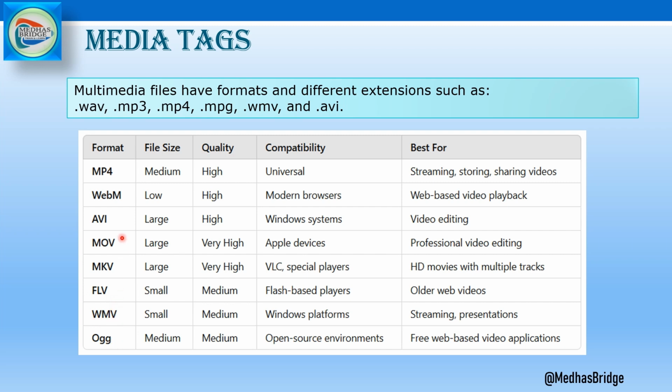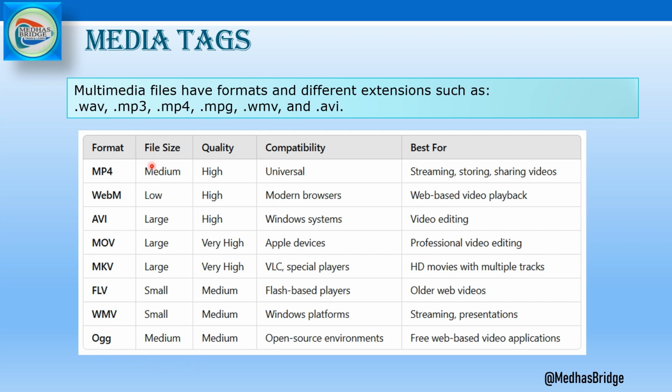Some are universal for any browser, some have limitations. For example, mov is for Apple devices, mkv is for VLC and special players only, flv is for Flash based players, wmv is for Windows platform compatible videos, ogg is for open source environments, things like that we have.